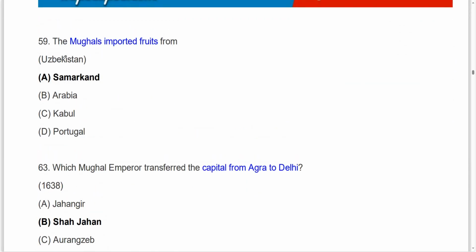Mughals imported fruits from Uzbekistan. The place was known as Samarkand at that point, and it is in present-day Uzbekistan. So basically, Mughals imported fruits from Uzbekistan. It is Samarkand, from where the Mughals used to import fruits.